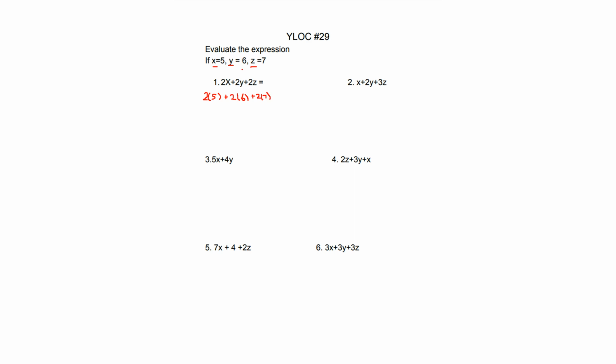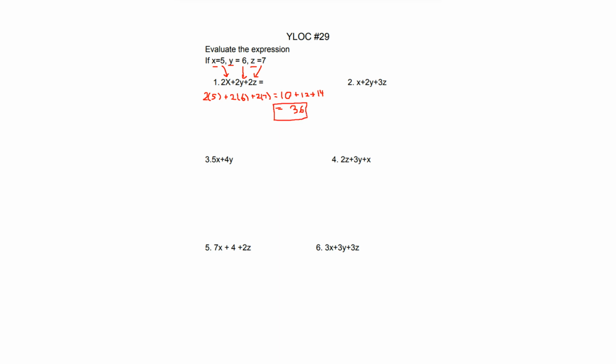And as you can see, we just substituted these values into the variables. So 2 times 5 is 10. 2 times 6 is 12. 2 times 7 is 14. So 10 plus 12 plus 14, we have 22 plus 14, which is 36.